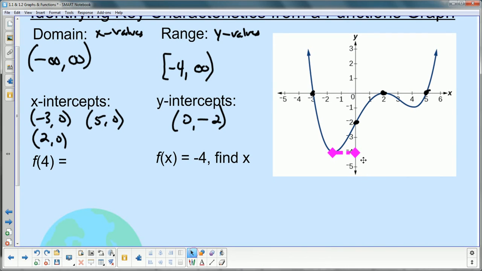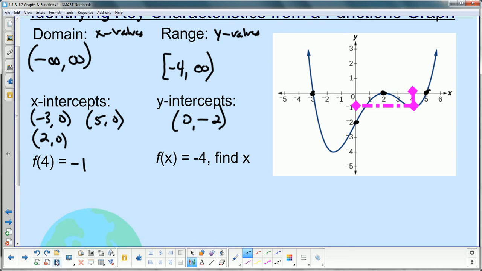A last little piece then, identifying values from a graph. If I look at f(4), that means where x is 4, I'm going to go down and look at my graph and then take it over and say, okay, I'm at negative 1. So f(4) = -1.